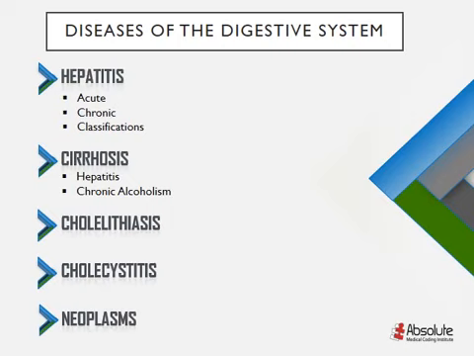Hepatitis. When I think of that, I think of the root word hepatic, meaning liver, itis, meaning inflammation. So if we work backwards, hepatitis is inflammation of the liver. And this is usually caused by a viral infection. It can be acute or chronic. Chronic is a concern because it can develop into cirrhosis of the liver, or it can develop into cancer of the liver.